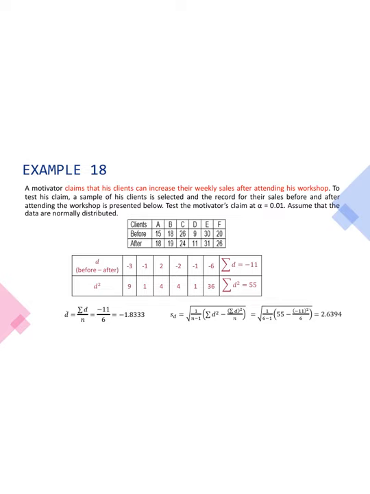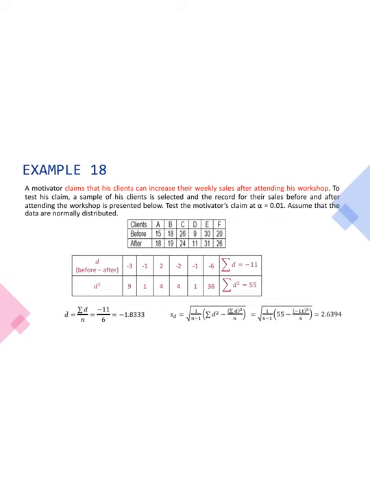Example 18. A motivator claims that his clients can increase their weekly sale after attending his workshop. Increase sale after attending workshop. Maksudnya kat sini, sebelum dia pergi workshop, sales dia kurang lah berbanding selepas dia pergi workshop. So means that before is less than after. Kalau itu masuk increase untuk sale. So kena betul-betul decide nak guna simbol apa nanti untuk H0 H1 dia.